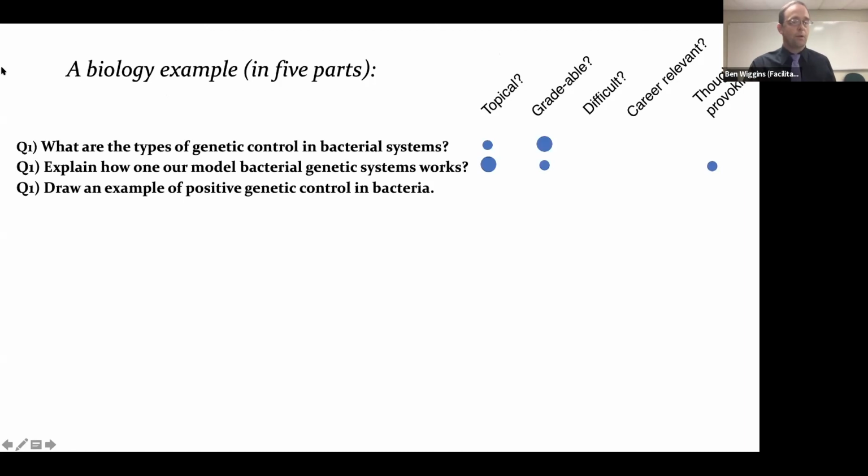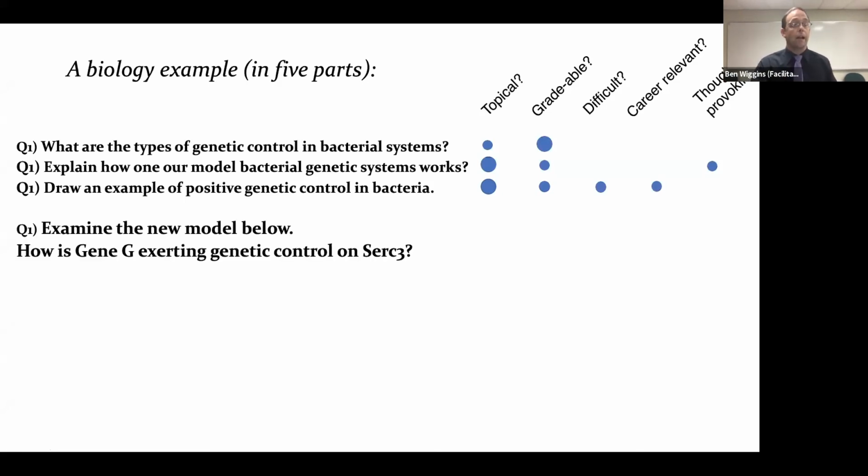So I could ask them for an example of positive control, which is one different kind of control, and I want them to draw it. Now they're going to have to really understand their own understanding. They're going to have to come up with different ways to show it on the assessment, rather than what I have taught them in class. So now it's a little bit more difficult. Now it's a little bit more career relevant. Drawing may not be all that thought-provoking on a grand scale, but I keep the topical and the gradableness.